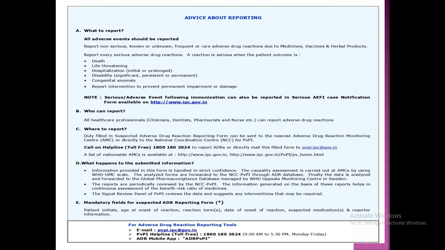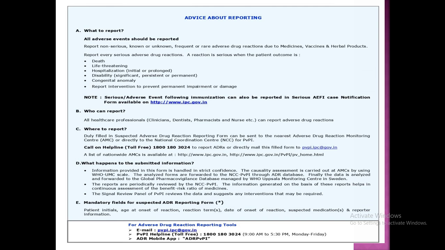So they will be doing causality assessment using the WHO Uppsala Monitoring Center scale. There are other scales also like the Naranjo scale, but they will be using the WHO UMC scale. The analyzed forms are forwarded to the NCC PVPI through the ADR database. Finally, the data is analyzed and forwarded to the Global Pharmacovigilance database managed by the WHO Uppsala Monitoring Center in Sweden.